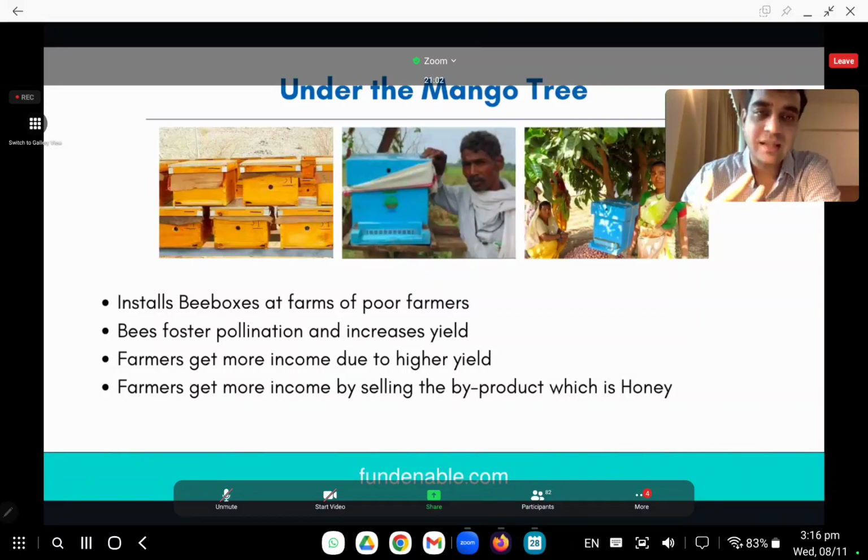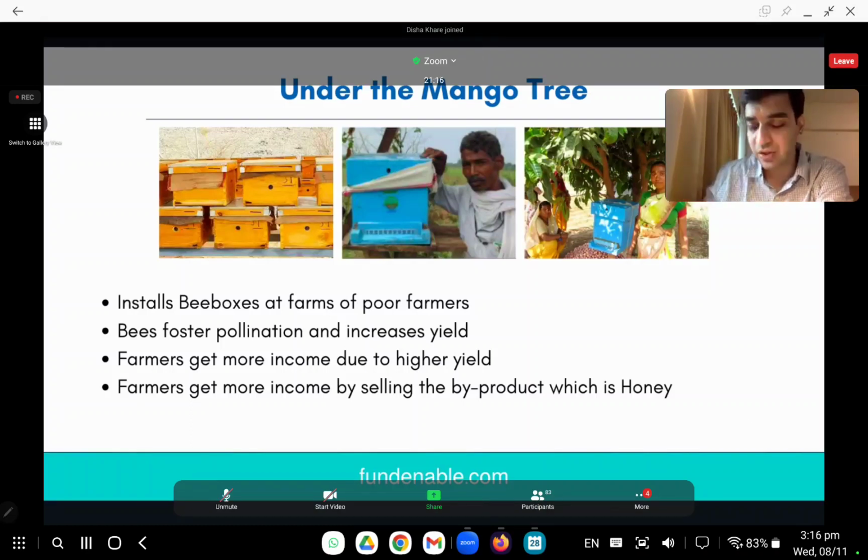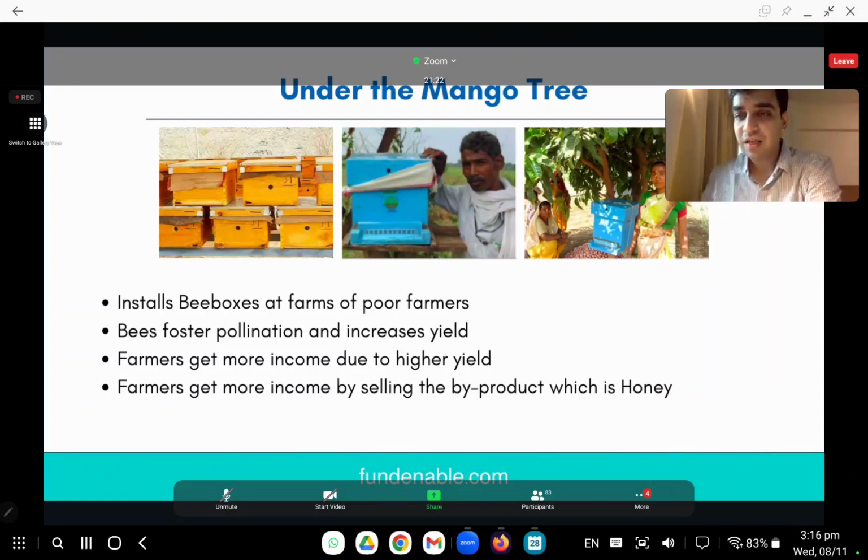Let's say I'm a lychee farmer in Bihar. I generally produce 100 kgs of lychee. Now, I have installed a honeybee box on my field. There are so many honeybees on my field now, and they are fostering pollination. So instead of producing 100 kgs of lychee, I suddenly start producing 120 kgs of lychee just because there are so many honeybees pollinating on my field, right? So it increases the income of the farmer by having a bee box on their field.